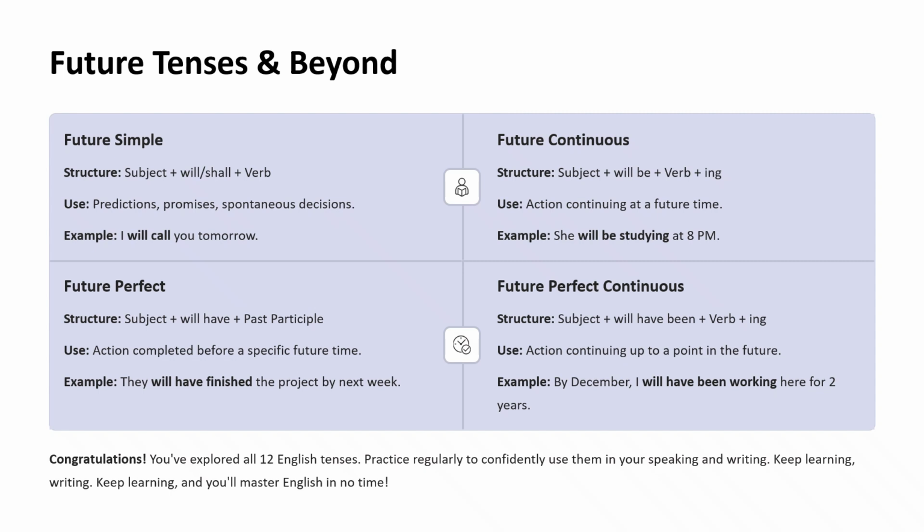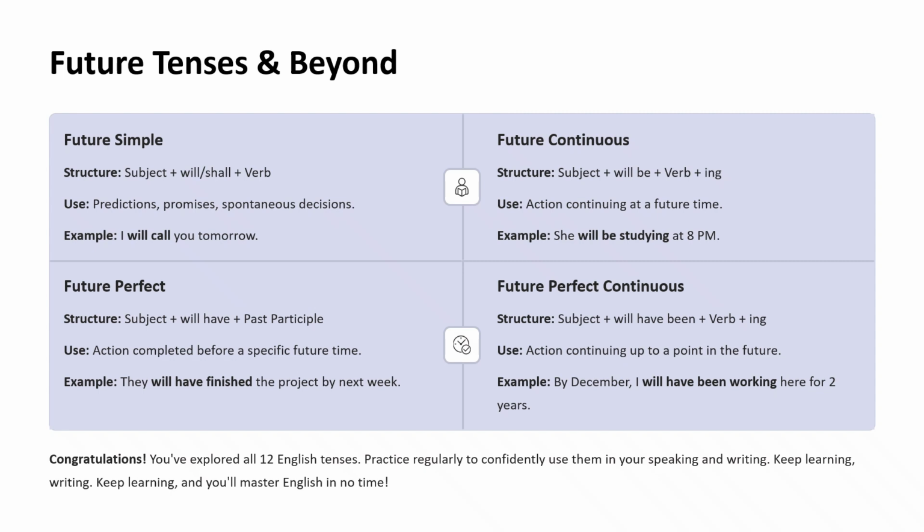Future perfect. We use it for actions that will be completed before a certain time in the future. Example: By next week I will have finished my project. Future perfect continuous. We use it for actions that will be continuing up to a point in the future. Example: By December I will have been working here for 2 years.